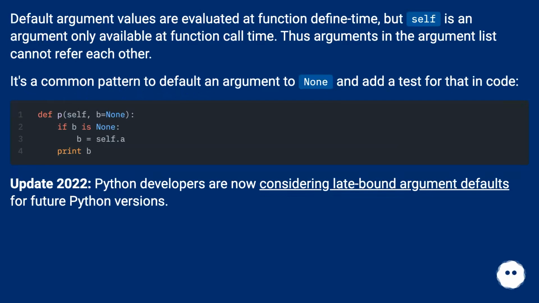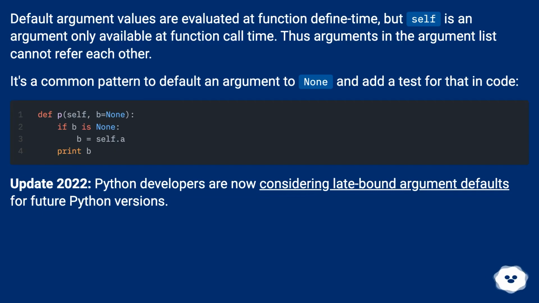Default argument values are evaluated at function define time, but self is an argument only available at function call time. Thus arguments in the argument list cannot refer to each other. It's a common pattern to default an argument to None and add a test for that in code.